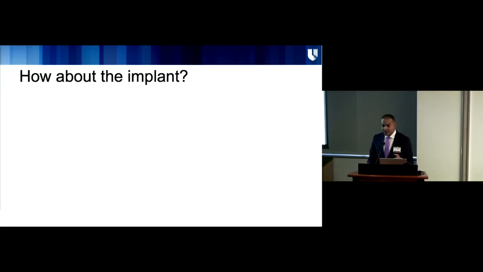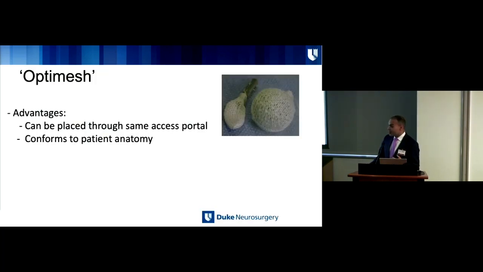So how about the implants? I think we talked a little bit about this today, about what the implant of choice will be. Some people have used this Optimesh. I do think it does have some advantages. Number one, you can do it through that same very small dilator, so 6 millimeters, so you don't need a big space. And for people that have more advanced pathology and so on, it will actually conform to their anatomy.